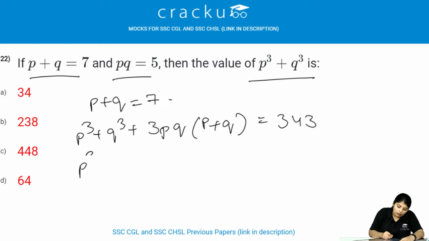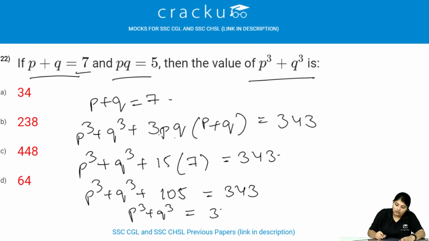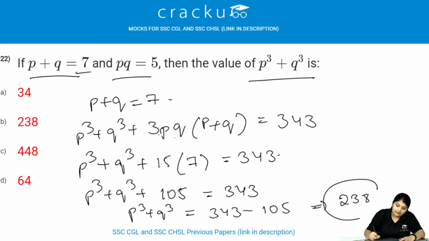So, P cube plus Q cube plus, already they have given the value of PQ as 5. So, 5 threes are 15 and P plus Q as 7, 15 sevens is 105, is equal to 343. And P cube plus Q cube is equal to 343 minus 105, which is 238. This is the answer. Now again, I will tell you 343 minus 105.